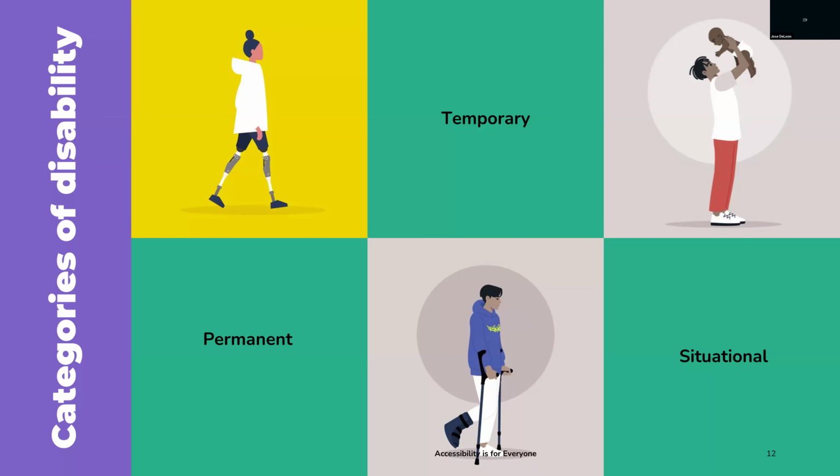And then when we talk about disabilities, we're not just talking about permanent disabilities either. There's more than that. In addition to permanent, there's temporary disabilities and there's situational disabilities. So let me give you some examples of what I mean by that.